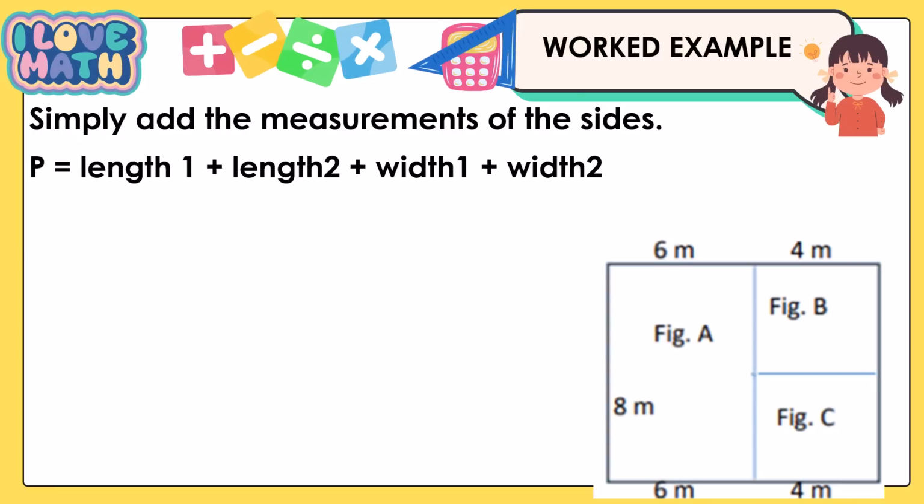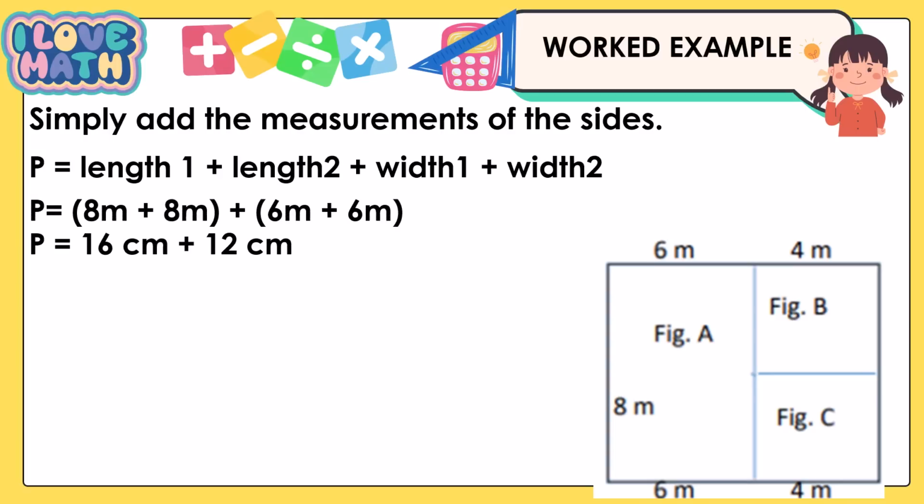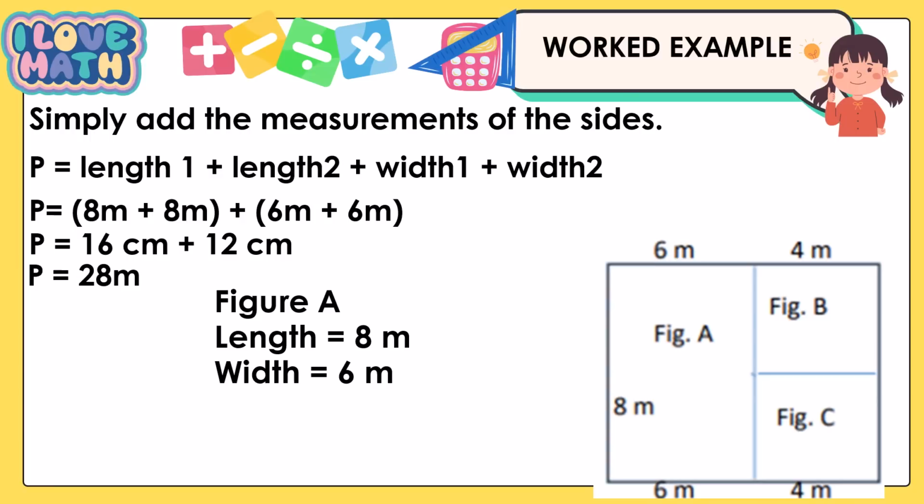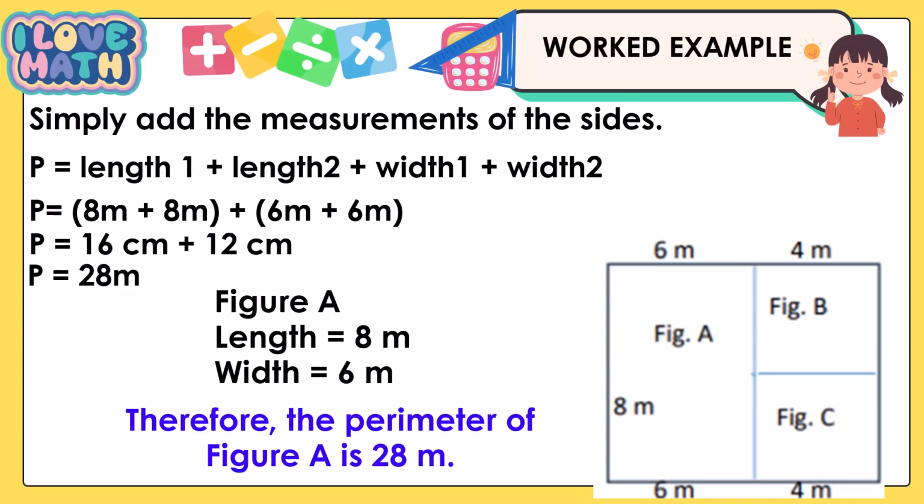P equals length 1 plus length 2 plus width 1 plus width 2. P equals 8m plus 8m plus 6m plus 6m. P equals 16 m plus 12 m. The answer is P equals 28 meters. Figure A, length 8 meters, width 6 meters. Therefore, the perimeter of figure A is 28 meters.